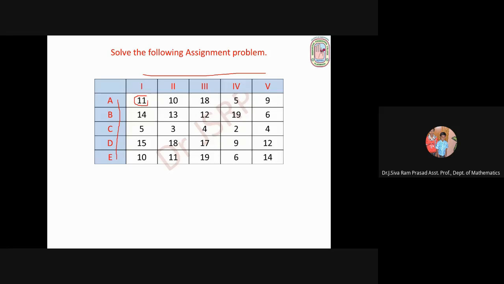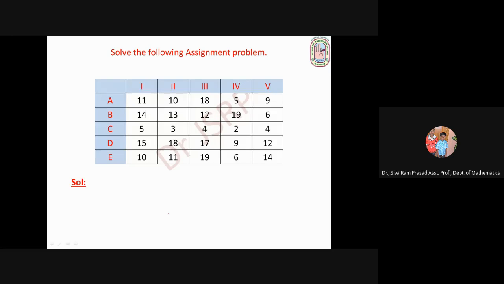Suppose this entry represents that if job A is assigned to the first person, the performing cost is 11 units. So these entries represent the performing cost of the job corresponding to the person. I have to find the assignment, that is, which job is assigned to which person, so that the total performing cost is minimum. Clearly this is an assignment problem, so we use the Hungarian method to solve it.